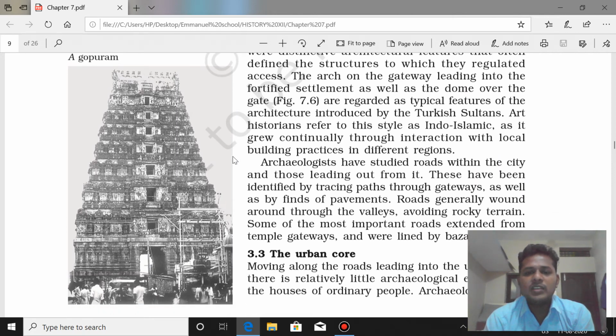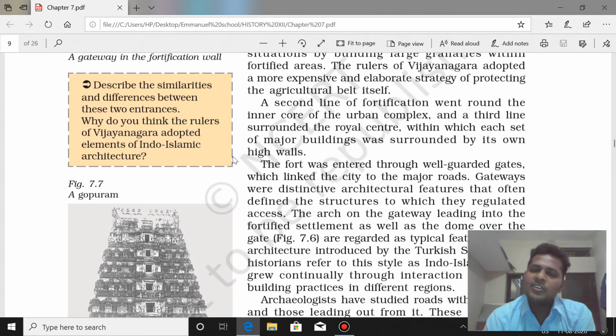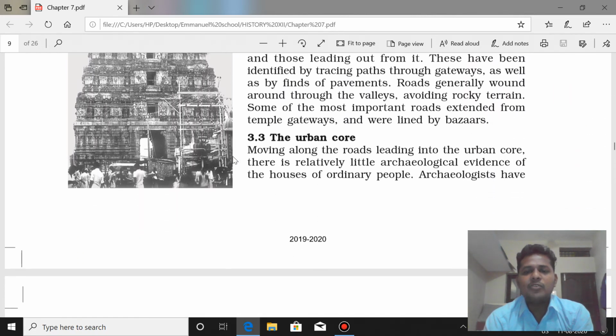There are many other things to be noted. Fortification के लिए इतना लिखोगे तो बहुत काफी है. Okay, don't worry about the urban core.